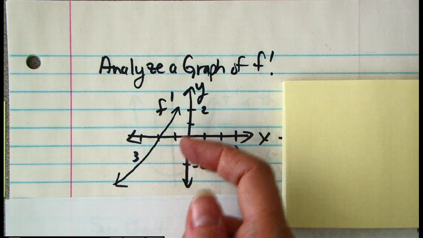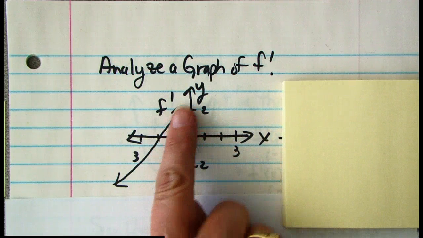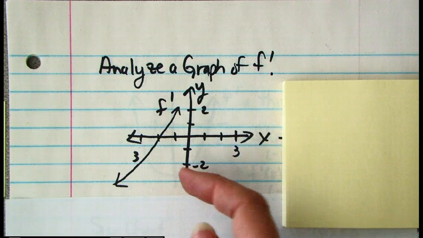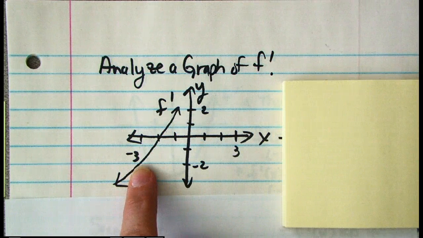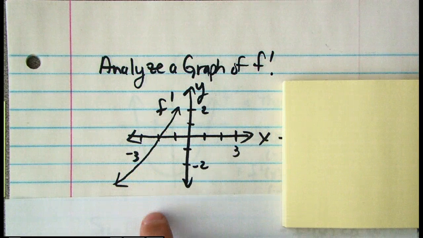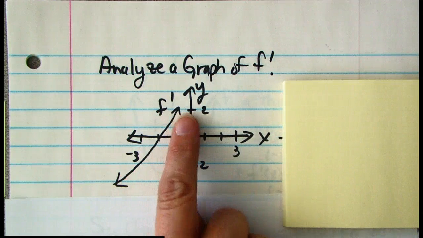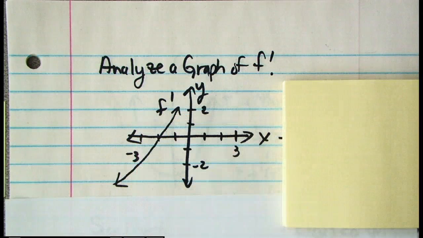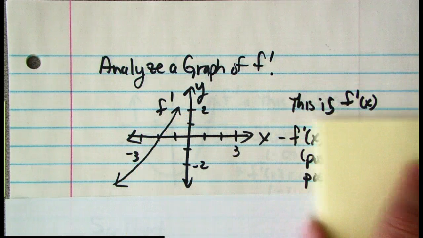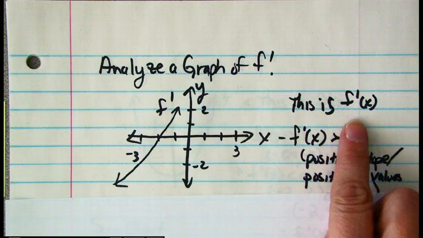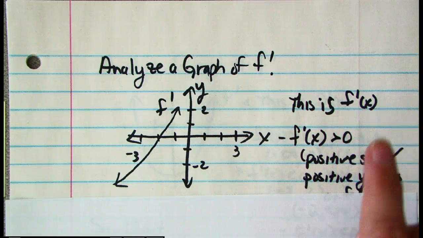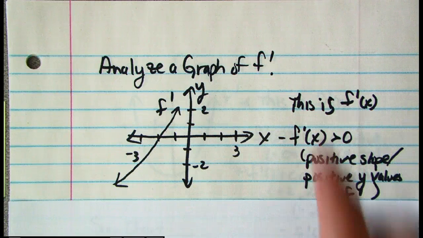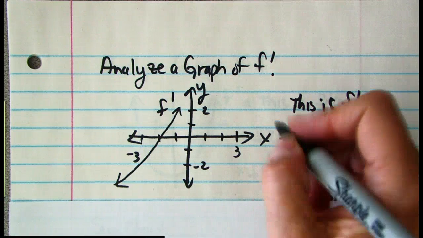So on my original function at 1, my slope is 2. At negative 3 on my original function, my slope is going to be about negative 2. So again, all these y's are the slope at those x's on the original function f. So let's start talking about some things. First off, I tell myself this is a graph of f prime of x. This is not the original function.